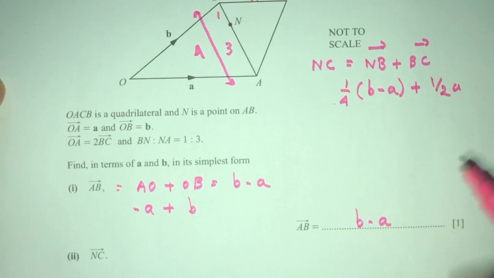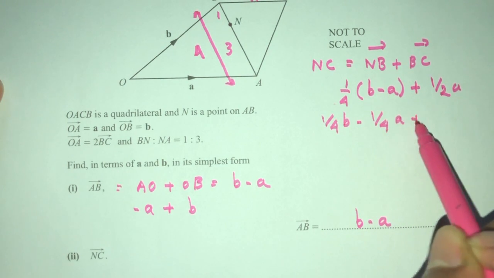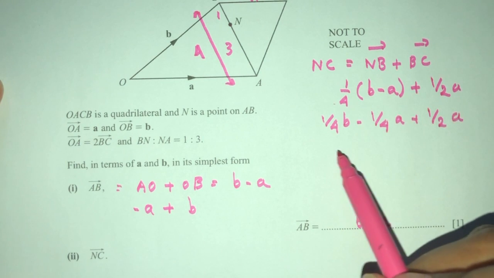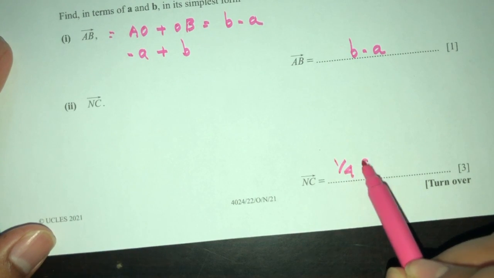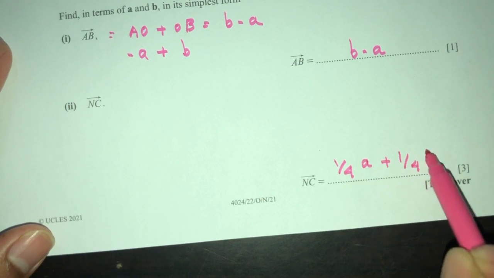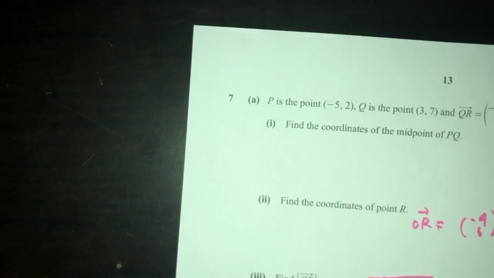Now just simplify, you will have 1/4 B minus 1/4 A plus half A. That should be 1/4 B plus 1/4 A. The answer will be 1/4 A plus 1/4 B. Okay, cool. That is question part 7.